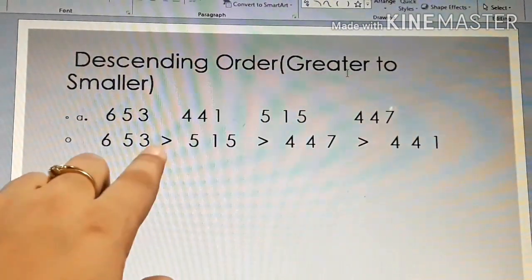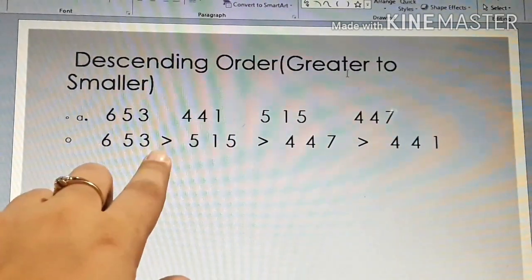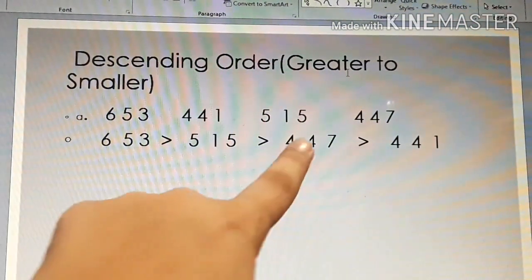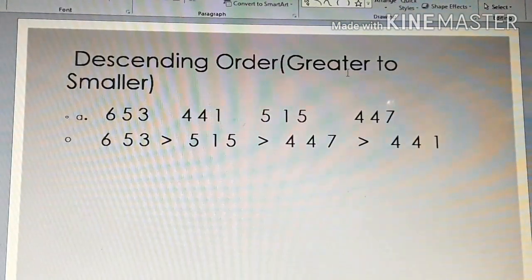Clear? And we put the greater than sign towards the greater number as 653 is greater. Then 515. Then 447 is greater than 441. Is it clear, children?